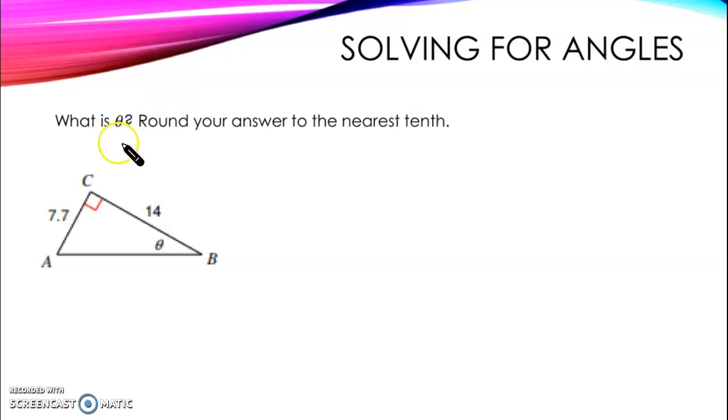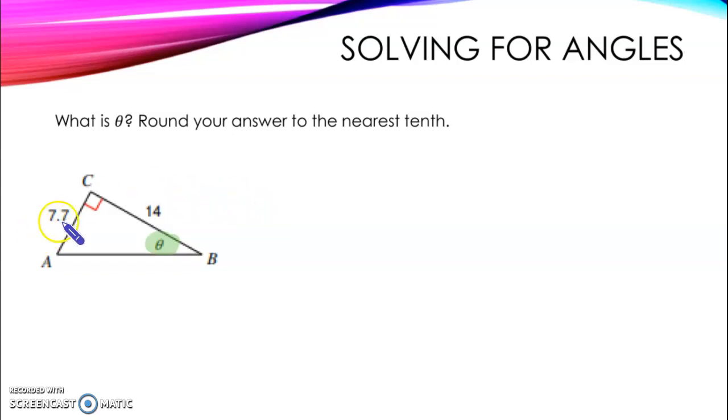So you might see a question like this one: what is theta? Round your answer to the nearest tenth. And theta is a missing angle in a triangle, and we can use our trig functions to figure this out. Since theta, the angle down here, is the one that we're trying to find, we want to set up an equation that involves theta and the other information in the triangle that's given to us.